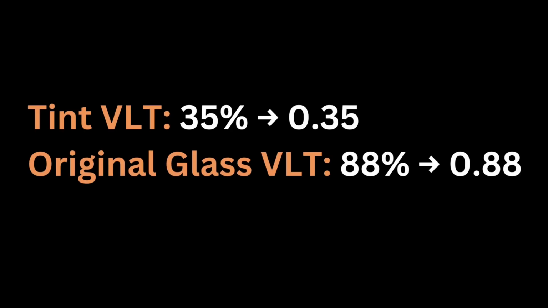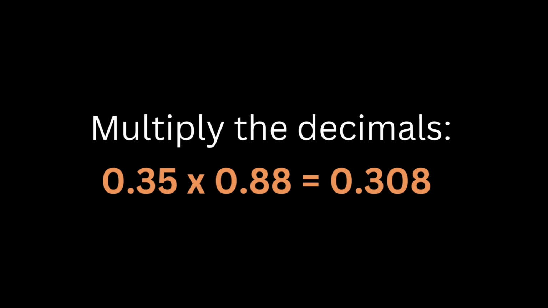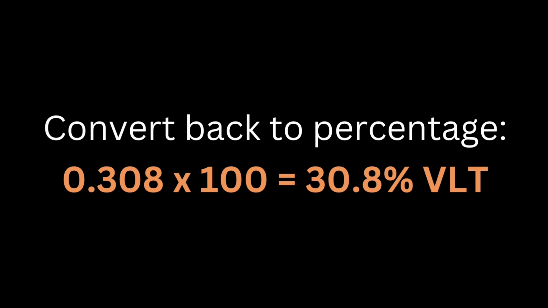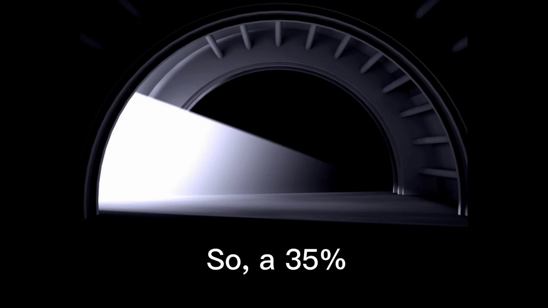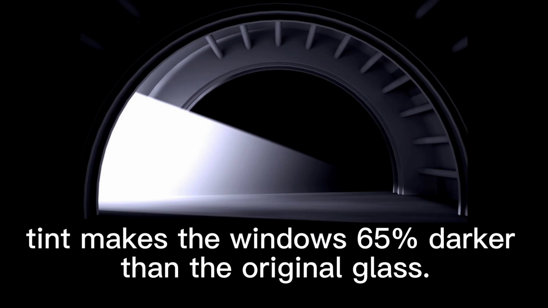Tint VLT, 35%, 0.35. Original glass VLT, 88%, 0.88. Multiply the decimals: 0.35 x 0.88 equals 0.308. Convert back to percentage: 0.308 x 100 equals 30.8% VLT. So a 35% tint makes the windows 65% darker than the original glass.